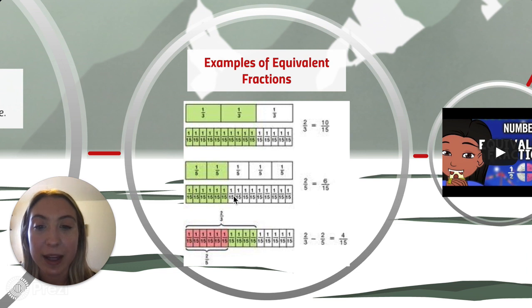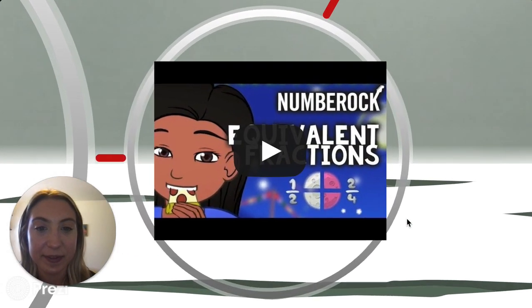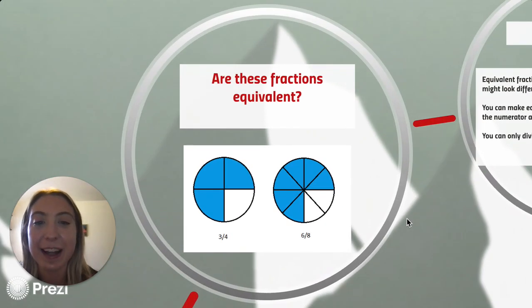Same over here, we can see 1/5 and the 15th. 2/5 equals 6/15. So we see the number go down here. So if we multiply the top by 3, 2 times 3 is 6. 5 times 3 is 15. And we're not going to watch this video, but we're going to continue looking.